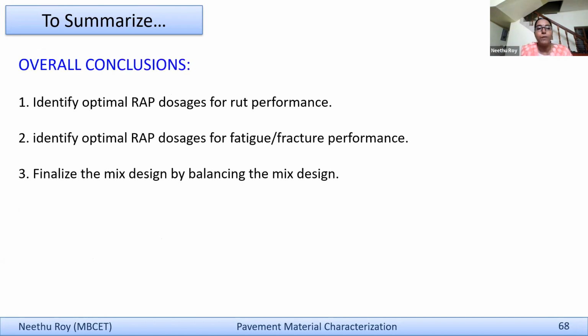So to conclude, it is necessary that you identify the optimum RAP percentage for rutting performance. Also, you find the optimum RAP percentage for fracture or fatigue performance, and then you need to get a balanced design, because you want your mix to perform both ways. So you need to find a balance and get your optimum mix. So with that, let me conclude.